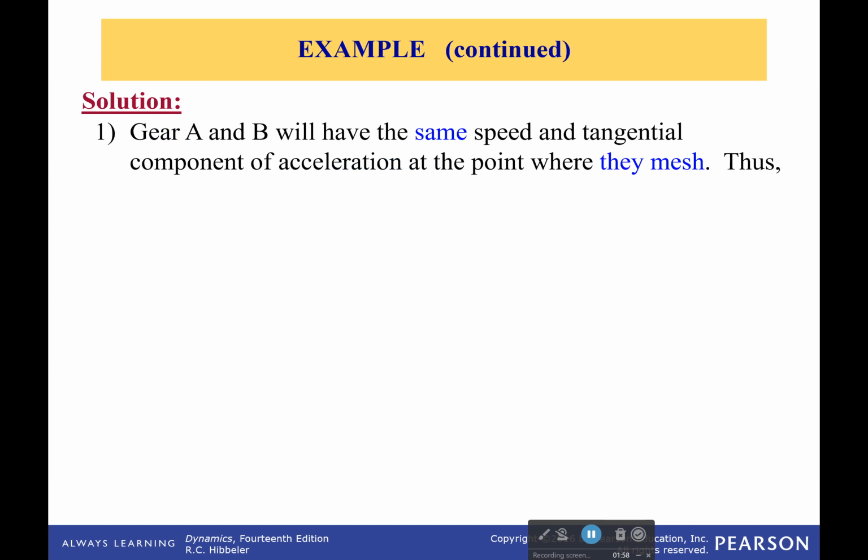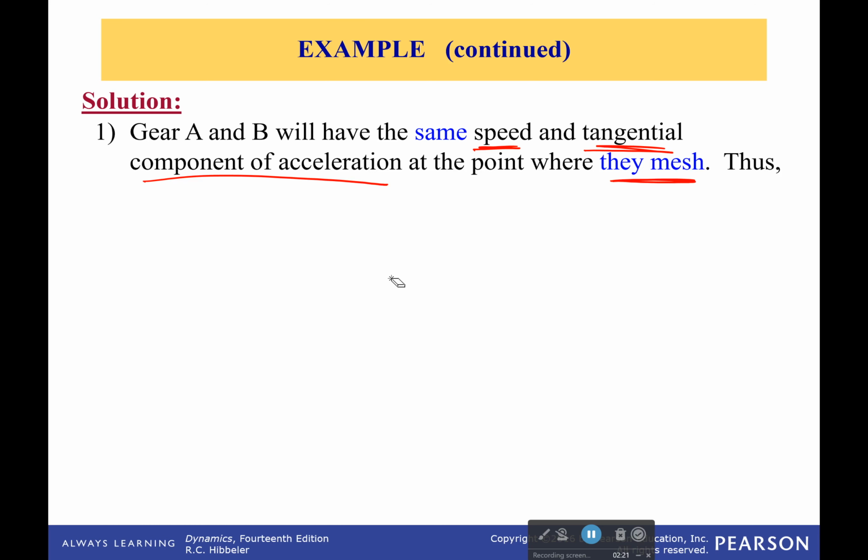First off, one thing we need to realize is that gear A and B will have the same speed and tangential component of acceleration where they mesh. What do I mean by that? Well, if I've got 2 points and they're connected, then for equilibrium, this point right here on either one has to have the same velocity and acceleration. If it doesn't, everything breaks.